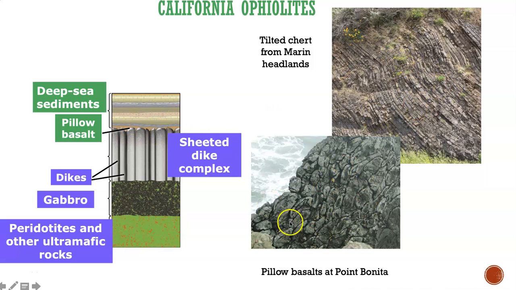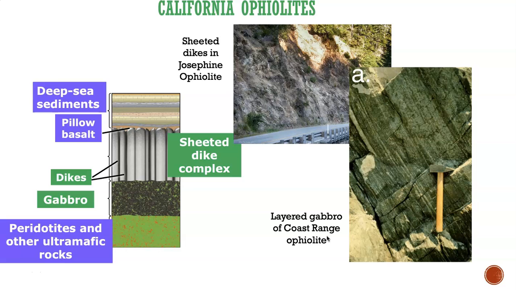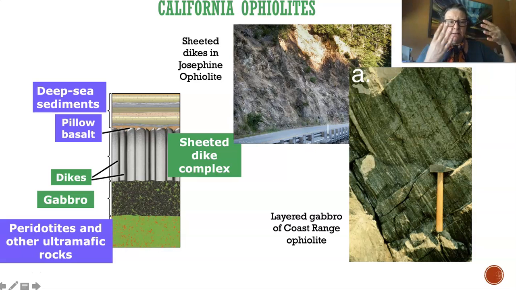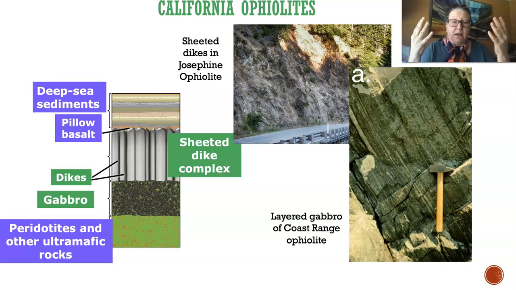Pillow basalts are shown here. Again, a very unusual type of basalt because they're erupted directly into cold seawater. We have some sheeted dikes here. Not a very good picture, you can't see very well, but these are basically dikes that intrude more dikes that intrude more dikes, so you can't even tell what the original rock was that was intruded because there's so much magma intruding again and again and again.